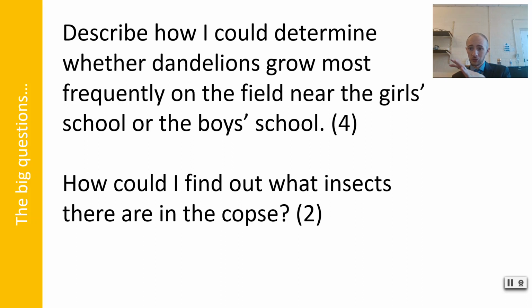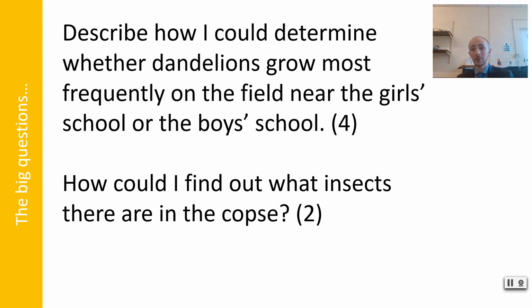field and on the girls' side of the field, and you place them as randomly as you could, just kind of spread out over the boys' side of the field and the girls' side of the field. You would count how many dandelions grow on the boys' side of the field in each quadrat. So you'd say, well, this quadrat has 10, this quadrat has 4, this quadrat has none. You do that for the boys' side of the field and the girls' side of the field. You might do maybe 10 repeats.